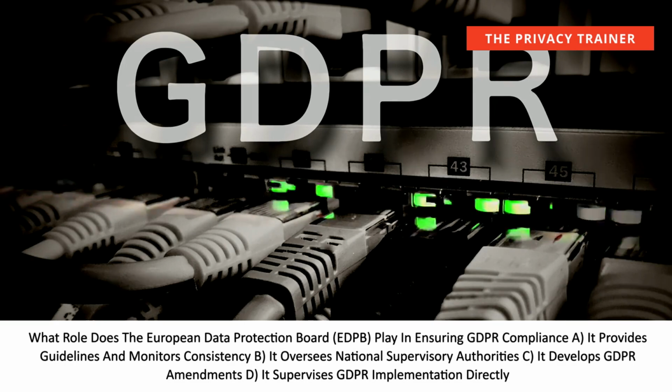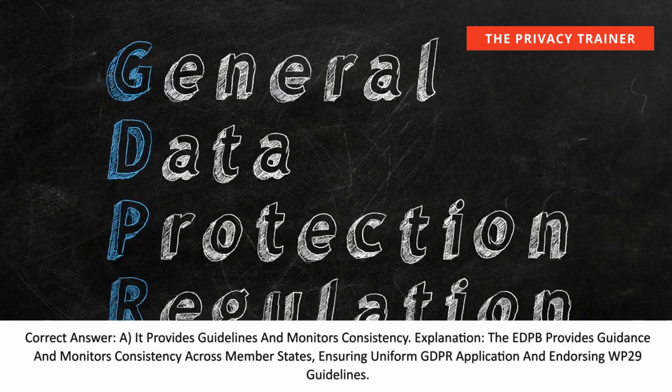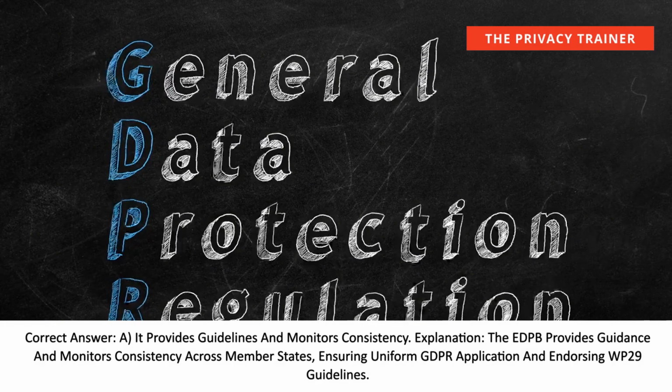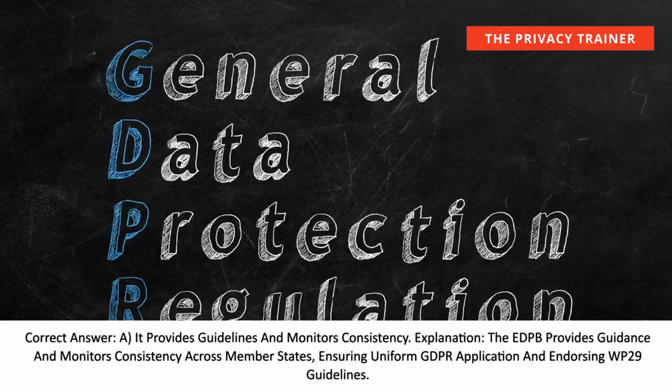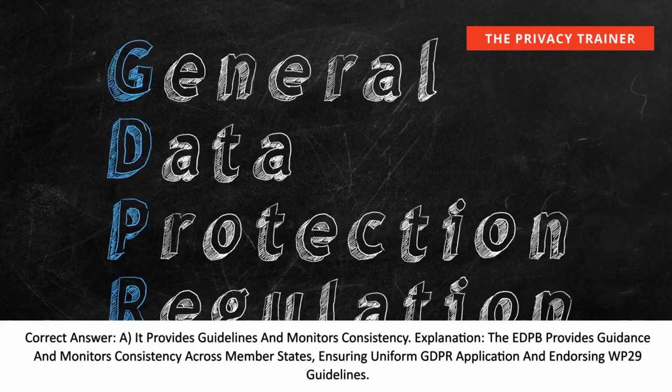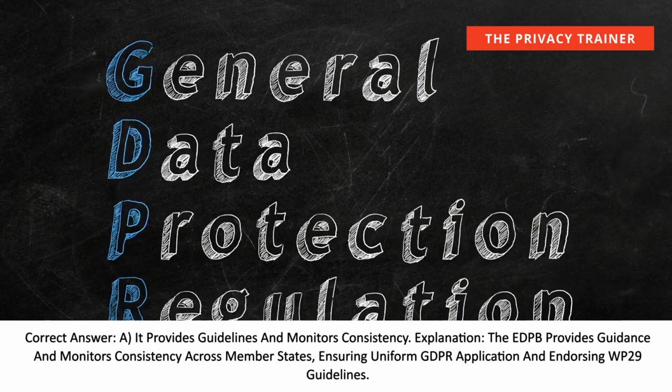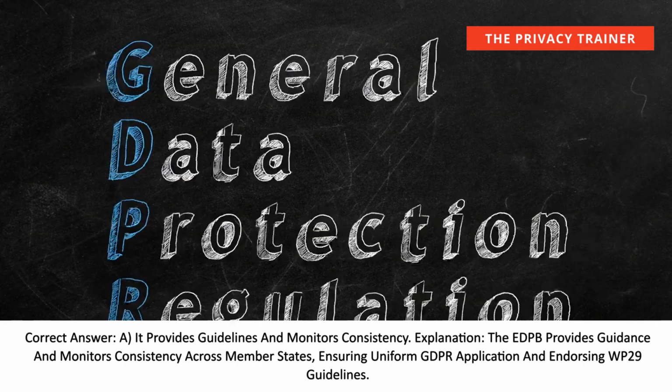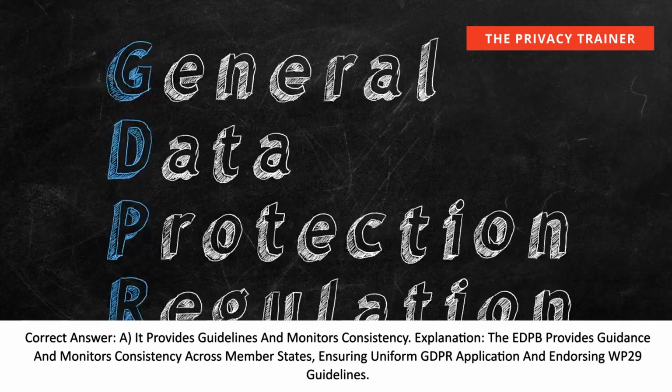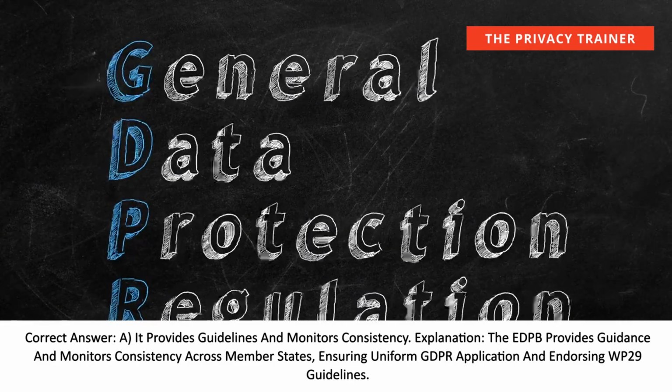A. It provides guidelines and monitors consistency. B. It oversees national supervisory authorities. C. It develops GDPR amendments. D. It supervises GDPR implementation directly. Correct answer: A. It provides guidelines and monitors consistency. Explanation: the EDPB provides guidance and monitors consistency across member states, ensuring uniform GDPR application and endorsing WP29 guidelines.